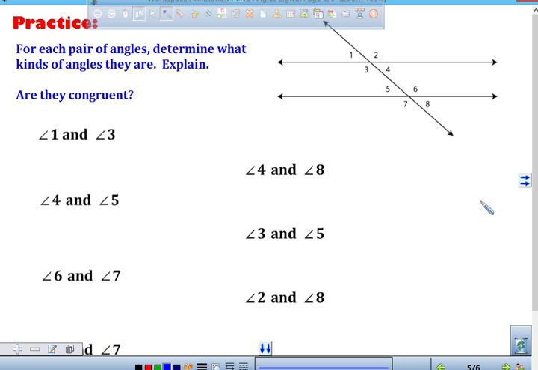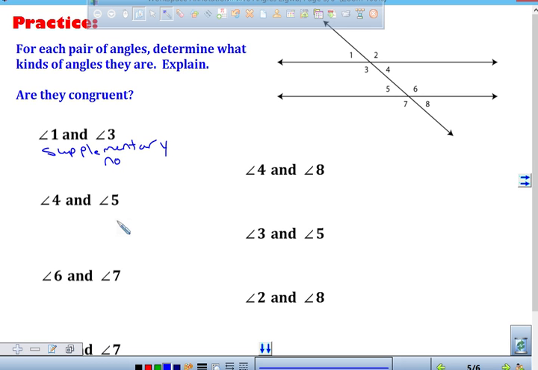Here we go. Now we have to name what kind of angles these are. Angle 1 and 3. What kind of angles are 1 and 3? We're practicing all of our vocab now. Supplementary, because they make a straight line. Are they congruent? Are 1 and 3 congruent? No, they're not. Supplementary angles most likely are not congruent.